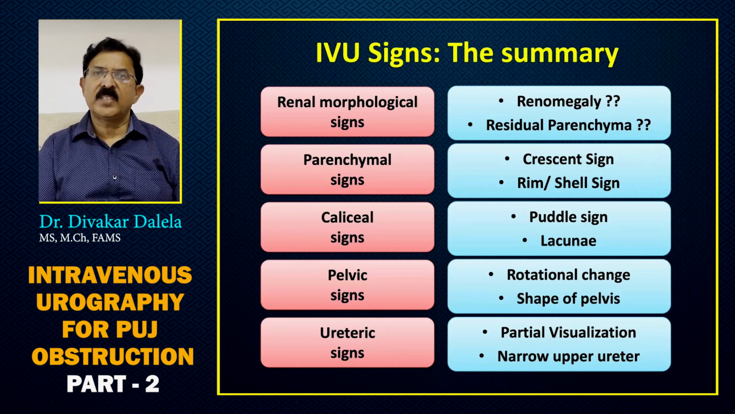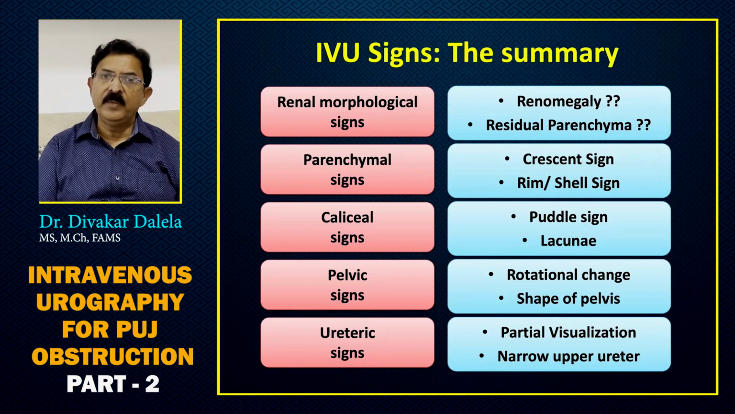So, if I were to give you a summary of the IVU signs which I want you to see in these films: look at renal morphology and observe, is there a renomegaly? What is the residual parenchymal thickness? Look at the parenchyma in more detail. Do you see a crescent, or do you see a shell sign or rim sign? Look into the calyx. Do you see a puddle sign? Do you see a lacunae sign?